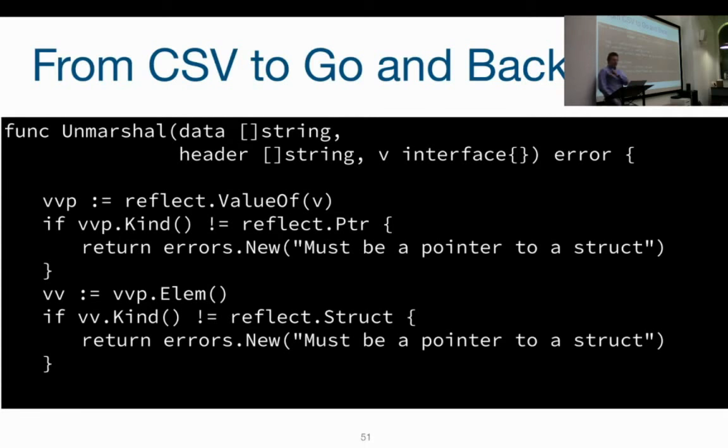First thing we need to do is make sure the right kind of variable is passed in. It has to be a pointer to a struct because we'll be modifying the values inside of it. So we use reflect.ValueOf to get the value, and use Kind, which is available on Value as well as on Type, and check to make sure it's actually a pointer, and also make sure that what it's pointing to is a struct as well. If either of those things is not true, you have to return an error out.